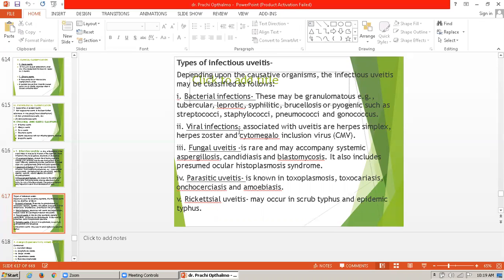Second is viral infection, which is associated with uveitis, such as herpes simplex, herpes zoster, and cytomegalovirus, that is CMV. Third is fungal uveitis, which is rare and may accompany systemic aspergillosis, candidiasis, and blastomycosis. It also includes the presumed ocular diagnosis.